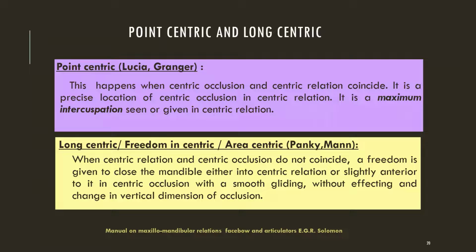A long centric or freedom in centric, however, is seen when centric occlusion and centric relation do not coincide. So a freedom is given for the mandible to either close in centric relation or slightly anterior to it with a smooth gliding without affecting the vertical dimension. So freedom in centric is about 0.5 mm at the occlusal and most often less than 0.3 mm.